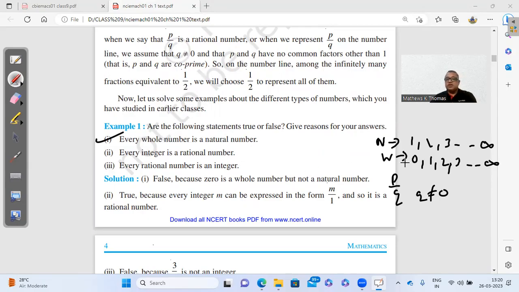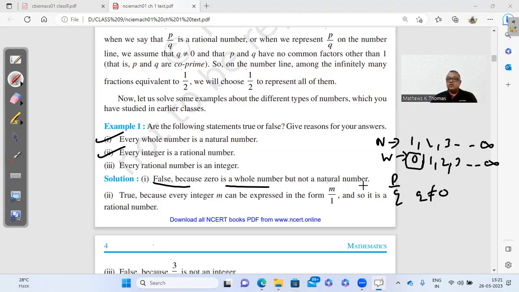Every whole number is a natural number. So every whole number, if I look at 1, 2, 3 up to infinity, all these whole numbers are natural numbers. But if you look at the number 0, it is a whole number, but it is not a natural number. So this statement is false. Every whole number is a natural number is false, because 0 is a whole number, but it is not a natural number.